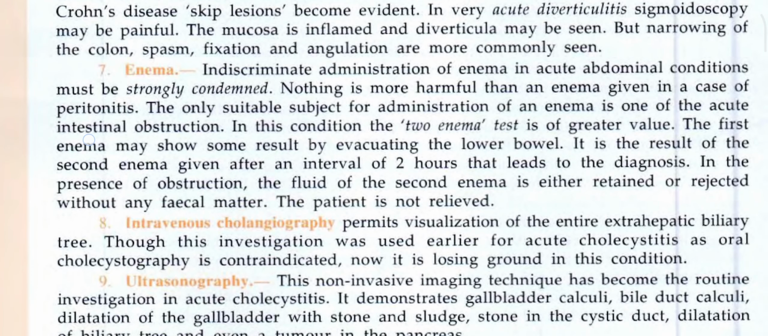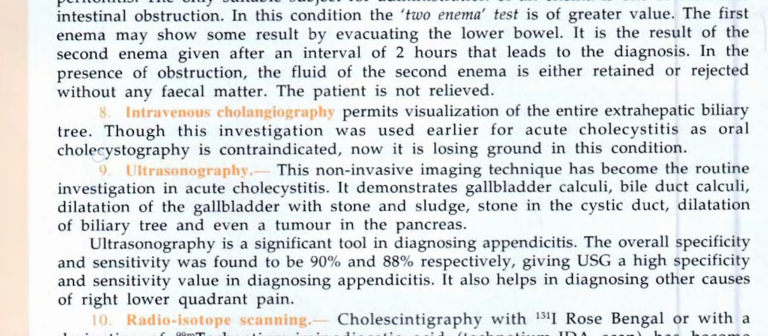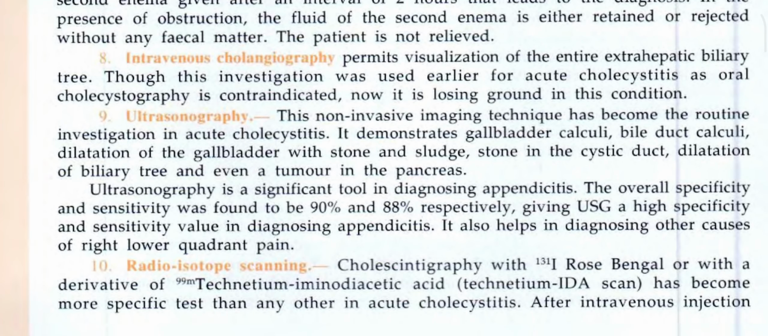Enema. Indiscriminate administration of the enema in acute abdominal conditions must be strongly condemned. Nothing is more harmful than an enema given in a case of peritonitis. The only suitable subject for administration of an enema is one with acute intestinal obstruction. In this condition, the two enema test is of greater value. The first enema may show some result by evacuating the lower bowel. It is the result of the second enema, given after an interval of 2 hours, that leads to the diagnosis. In the presence of obstruction, the fluid of the second enema is either retained or rejected without any fecal matter. The patient is not relieved.